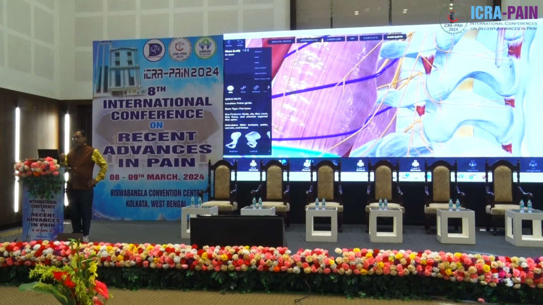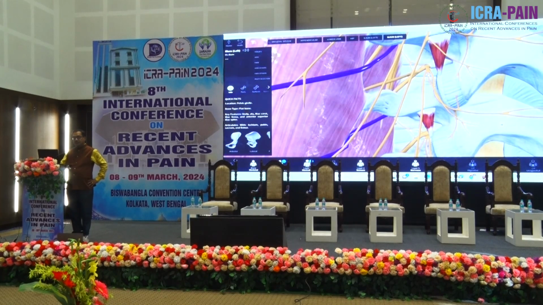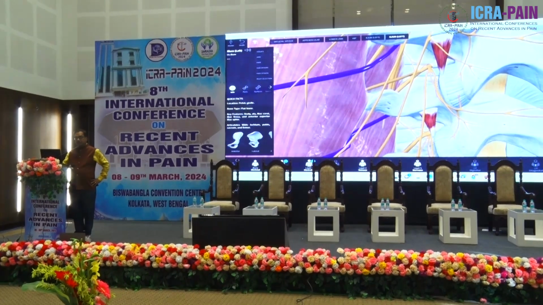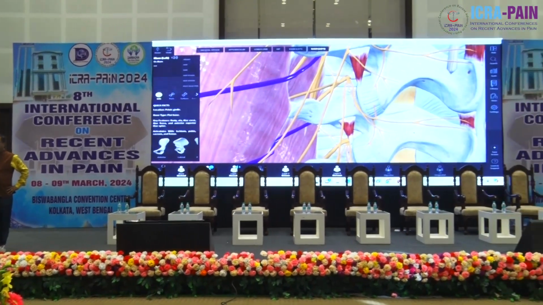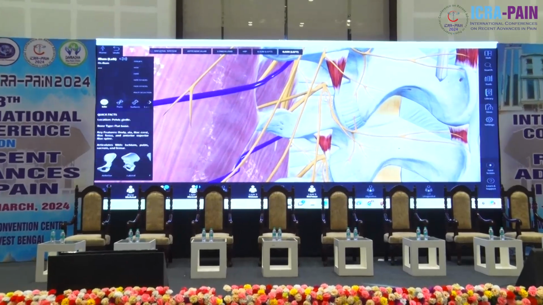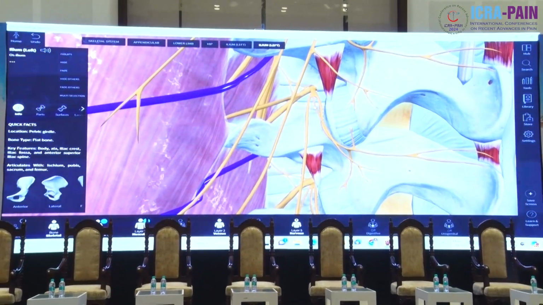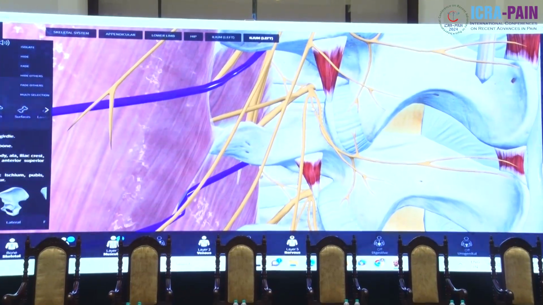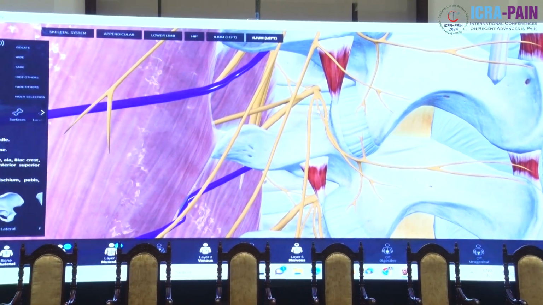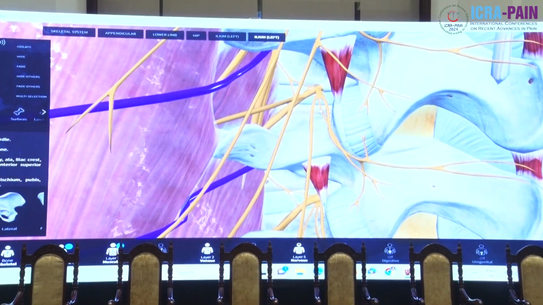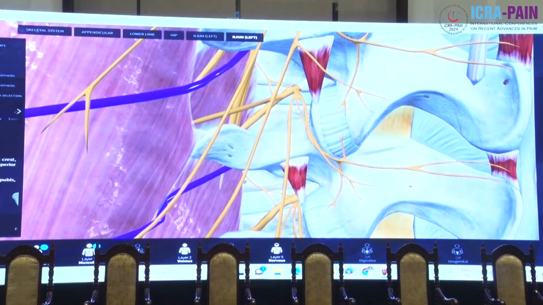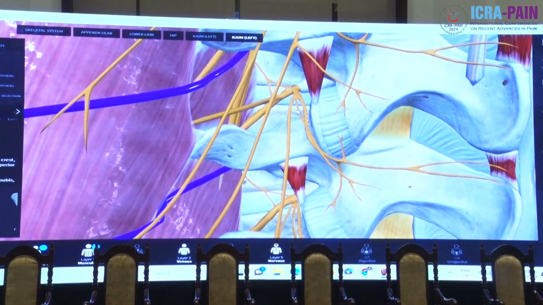And dorsal rami branch, you see what happens here? How many dorsal rami branches are there? 3. Medial, intermediate, and lateral. Medial has the maximum supply. What are the supplies of this medial branch of the dorsal rami? One is muscular, which is supplying the multifidus. And then a lot of sensory supply is there. It is supplying the facet joint above and below.